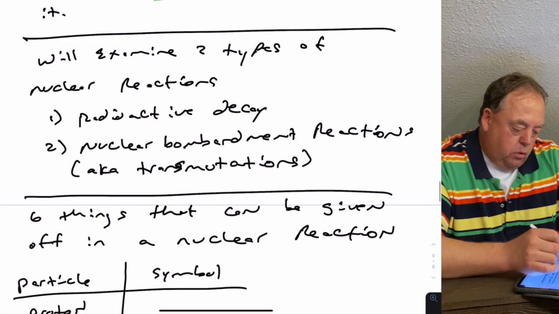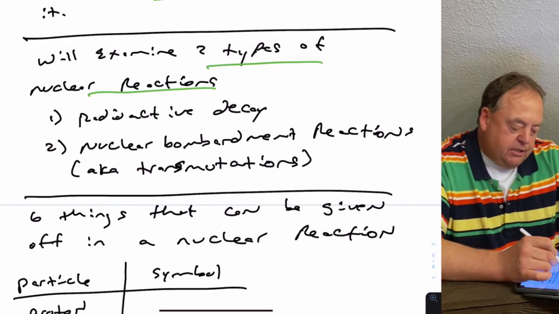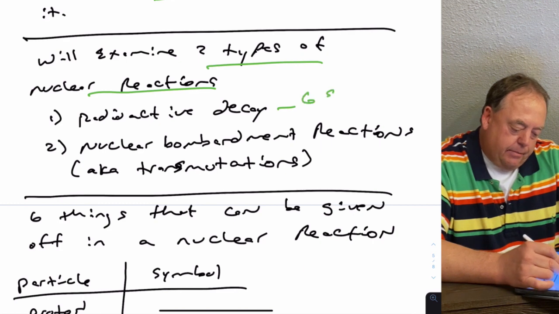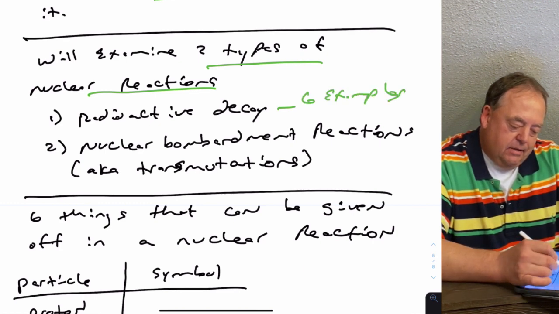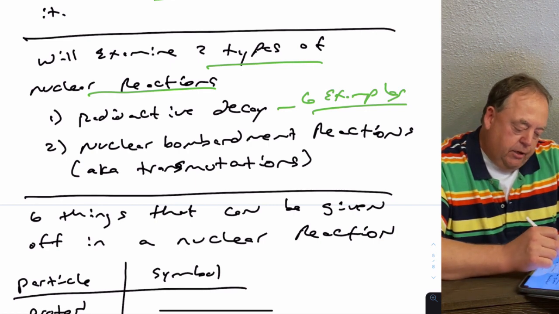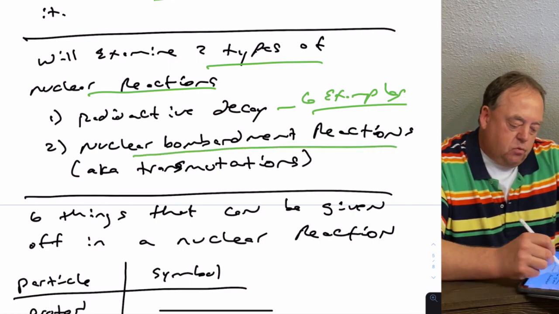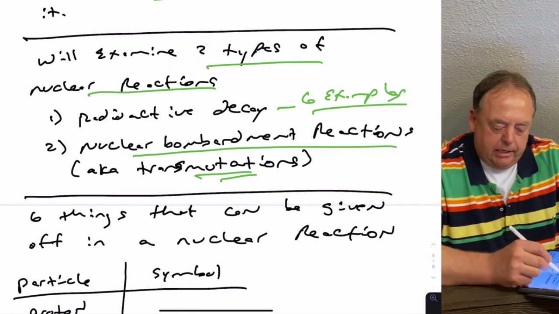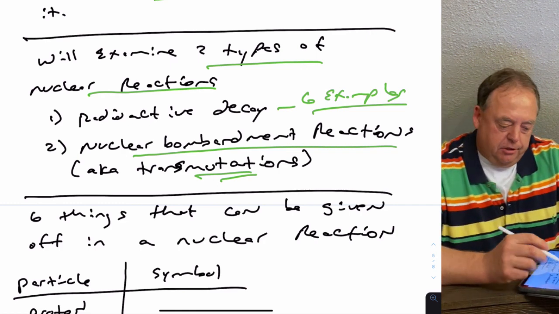Okay, so in this chapter we'll look at 2 different types of nuclear reactions. We'll look at what's known as radioactive decay. So we'll look at 6 examples, 6 different types of radioactive decay. And then we'll look at nuclear bombardment reactions as well, which is also what's called transmutations. So this is how the synthetic elements are created by transmutation.